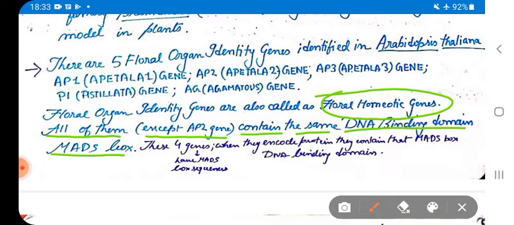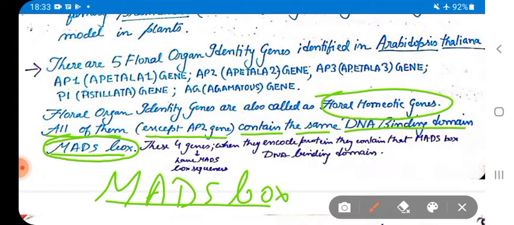The domain is the essential region, and the name of that domain is called the MADS box. So these 4 genes, which are Apetala 1, Apetala 3, Pistillata, and Agamous, have a MADS box sequence that encodes a protein containing the MADS box DNA binding domain. Now what is the MADS box? Some type of conserved sequence found within these floral organ identity genes.